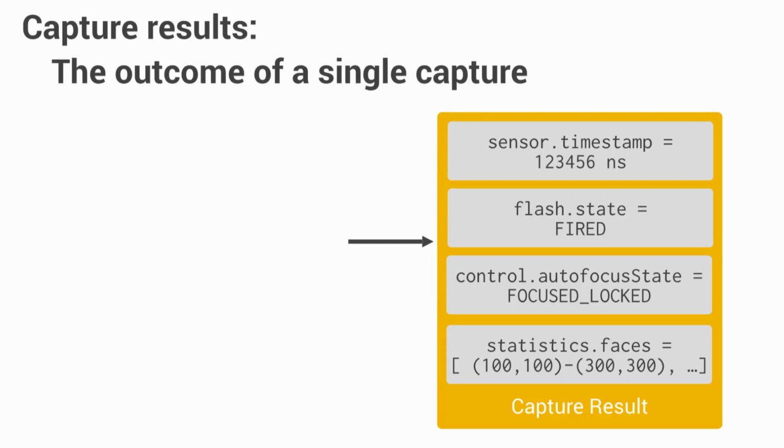And then on the output, you get the result. It contains timestamps, the state of devices like the flash. Here, the flash is fired. The autofocus is successfully locked, and it says there's a face in this particular image. And you know exactly which capture request you sent in that was captured that has these statistics. So you can correlate this to image data and analyze it and know exactly what you got.